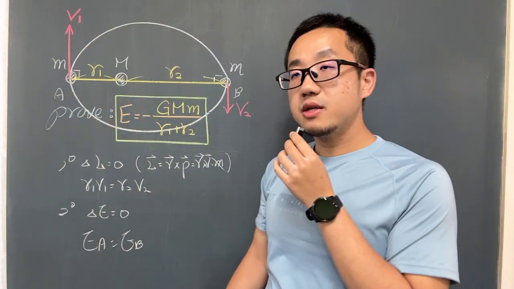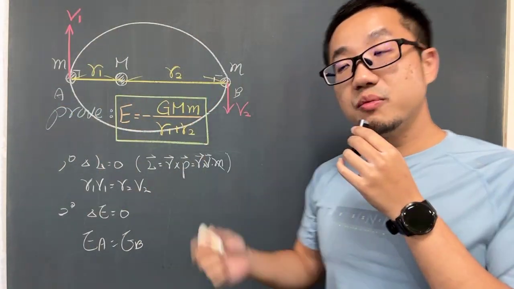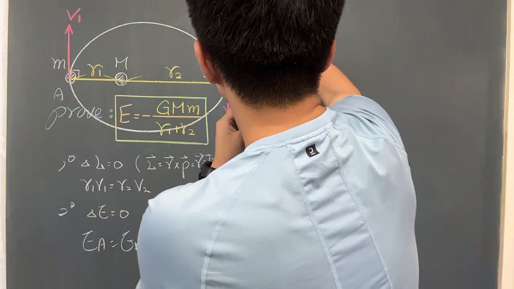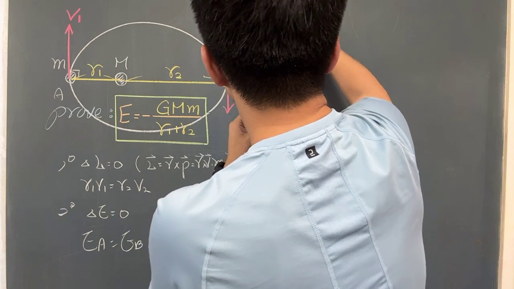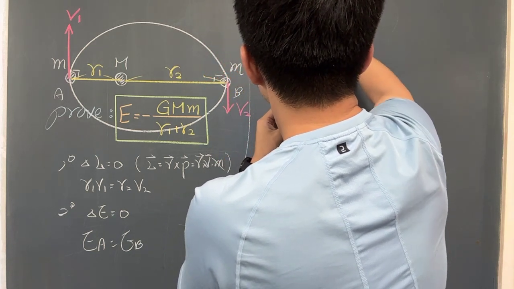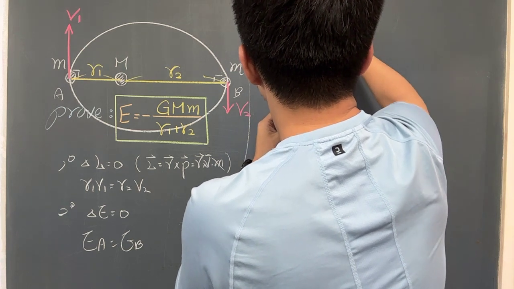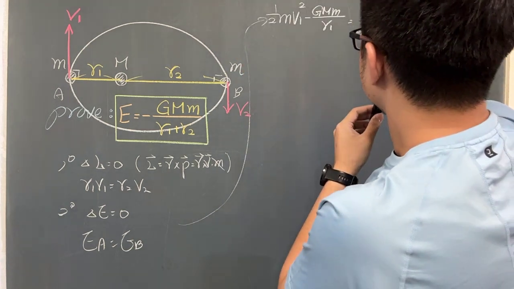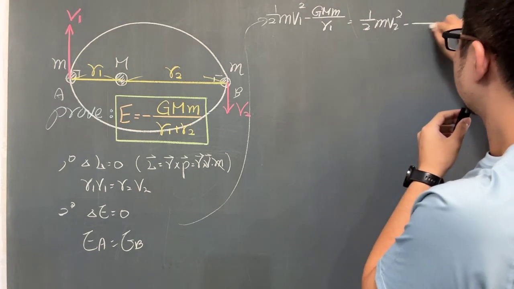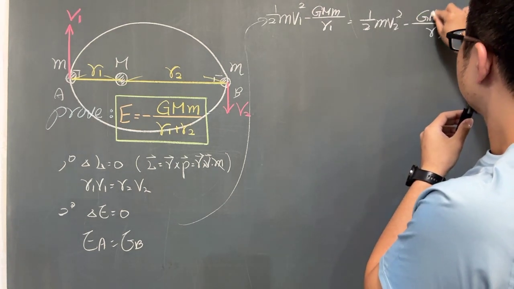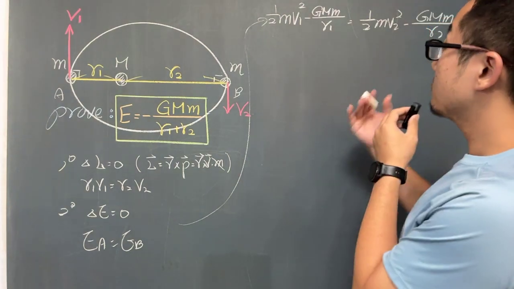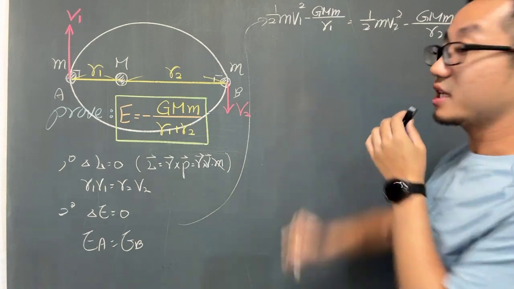And the mechanical energy is kinetic energy plus potential energy. So let's keep going. That is 1/2 m v1 squared plus minus G times mass divided by r1, is equal to 1/2 m v2 squared minus G times mass divided by r2. All right, so this is the conservation of mechanical energy.